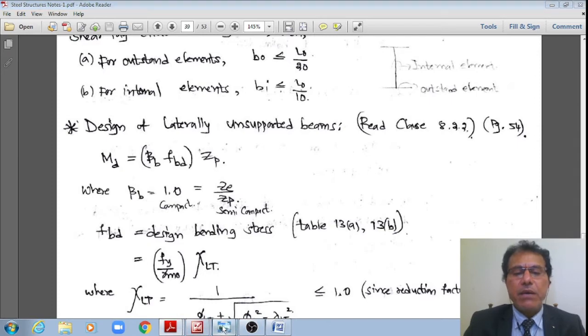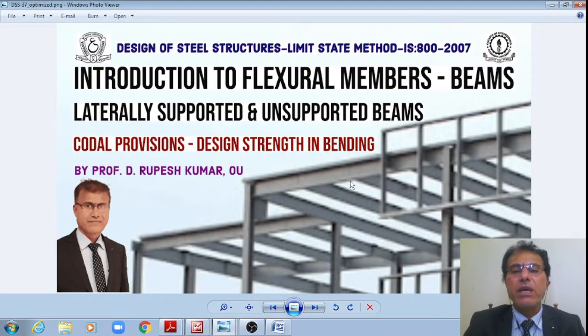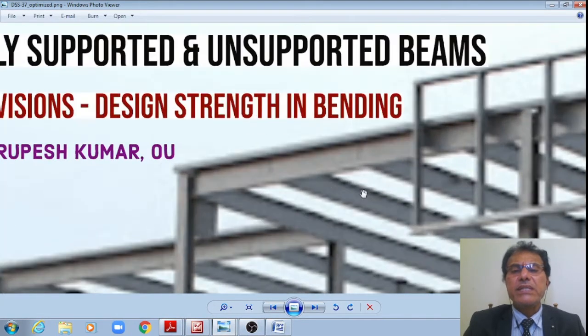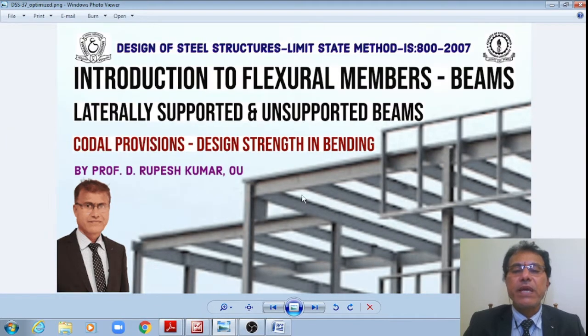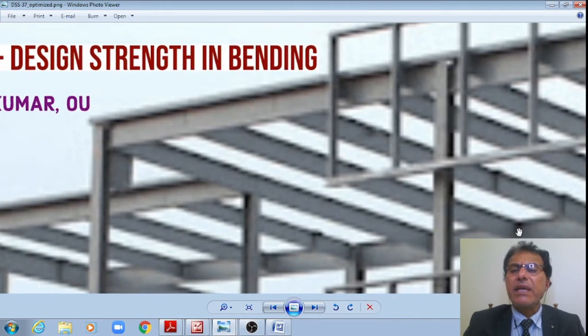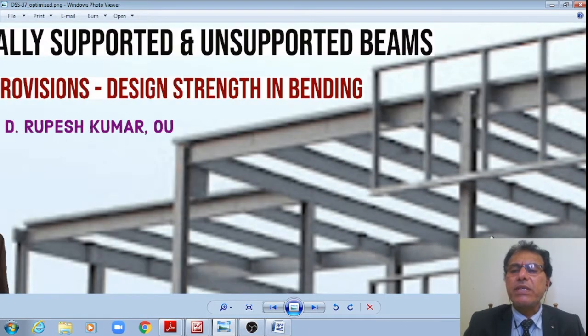Now, let us examine what is a laterally unsupported beam, student. Right? Therefore, now if I see this beam, which is not provided with any connection in the compression zone, it is what is called a laterally unsupported beam. Whereas if I see this main beam, all these secondary beams are connected in the compression zone. Therefore, this main beam is what is called a laterally supported beam.